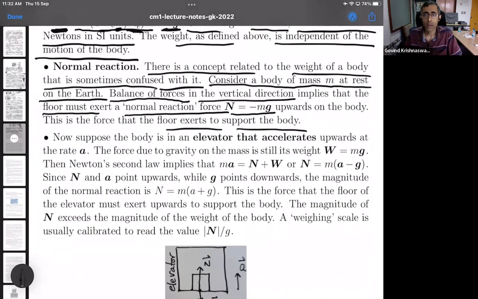Okay, let us change the situation a little bit and see. This is again just an application of Newton's second law. That is my purpose here, because we just learned Newton's second law. Let us apply it to one more context.